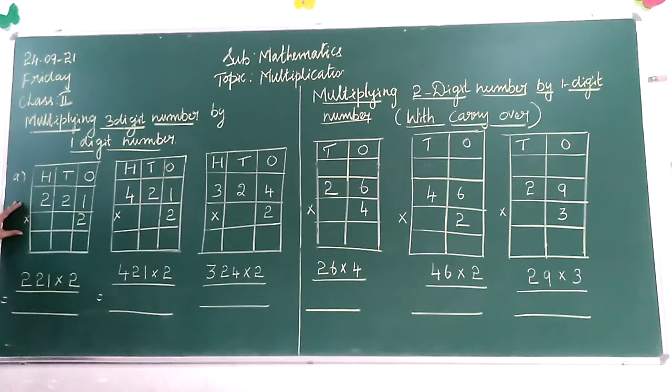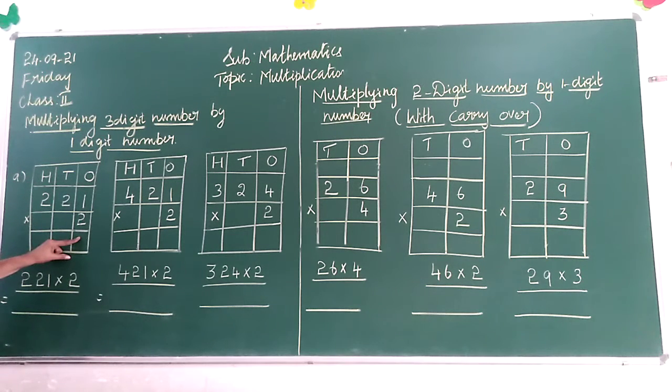221 multiplied by 2. Here 221 is the multiplicand. 2 is the multiplier. After multiplying, you will get the result. The result is the product. Okay, children. So now we will start multiplying.